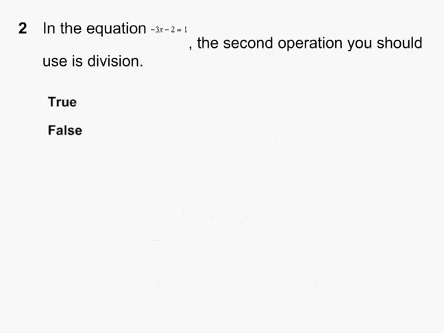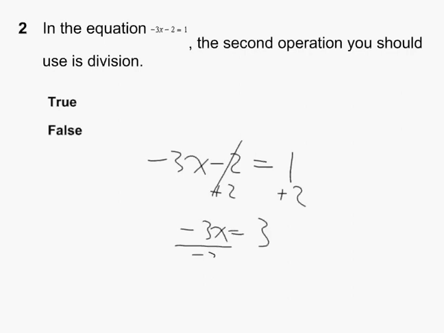In question 2, it says, in the equation negative 3x minus 2 equals 1, the second operation you should use is division. So let's look at this equation, and I'm going to solve it using opposite operation. The first step I would do is add 2 to both sides to get rid of my constant. Once I get this, I'm going to divide both sides by the coefficient, giving an answer of x equals negative 1. So would I use division on my second step? Yes, I would, so therefore the answer is true.